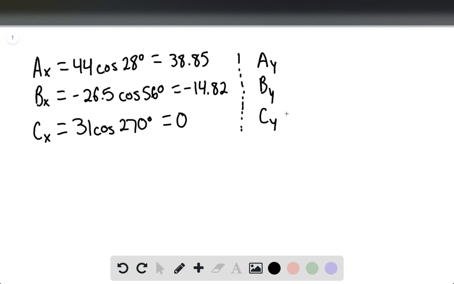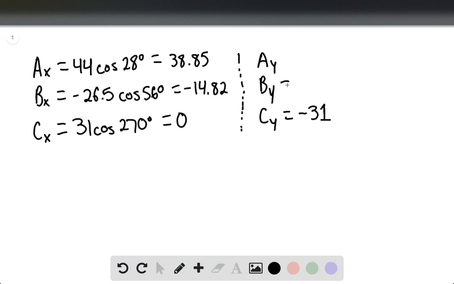And c sub y is simply going to be equal to negative 31. We already know this because there isn't any x component. Therefore, all of the magnitude is in the y direction.